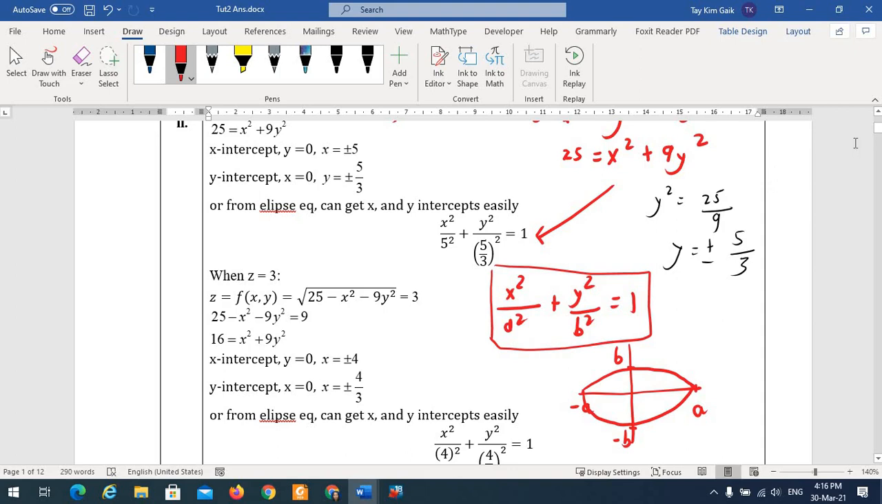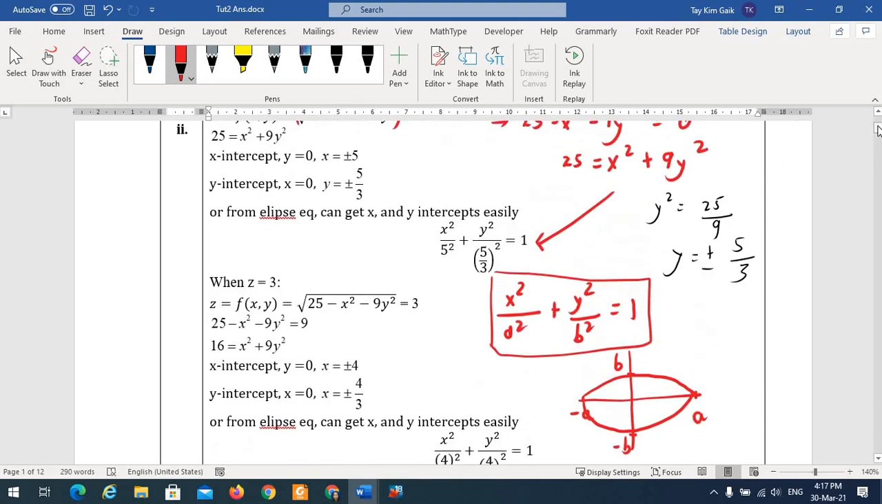So that's why you either want to change to the ellipse equation format, or you can get the x-intercept by letting y equal to 0, and the y-intercept by letting x equal to 0. Then you sketch down the points. y is 0 on the x-axis, so this is negative 5, this is positive 5. The y-intercept is at the y-axis, which is negative 5 over 3 to positive 5 over 3.